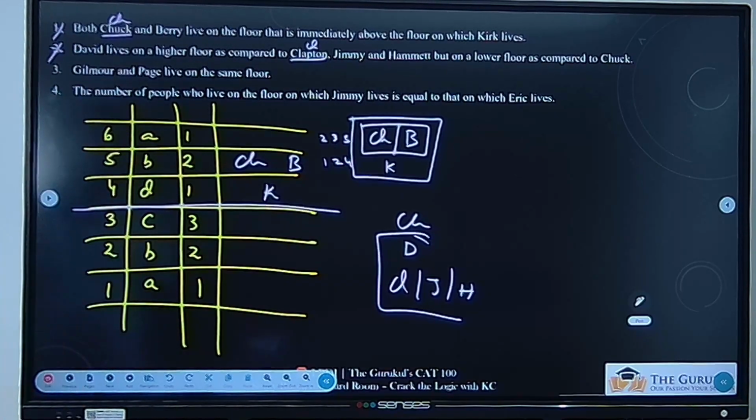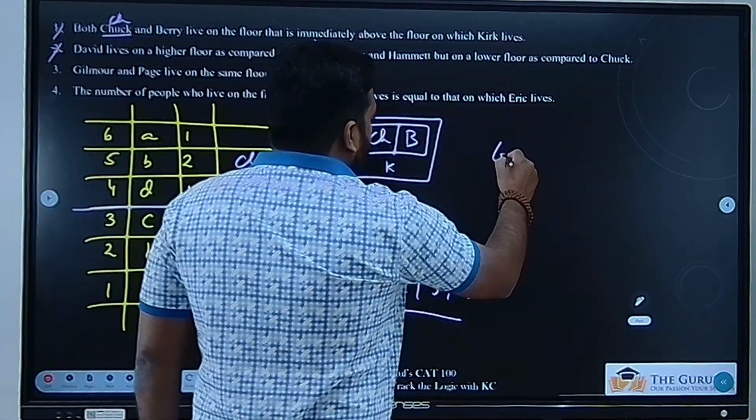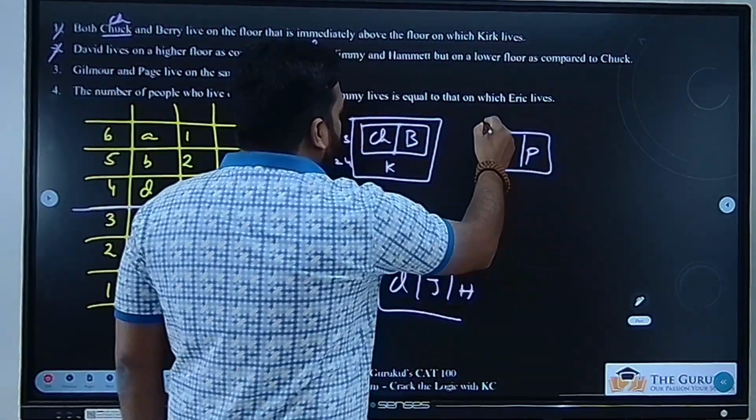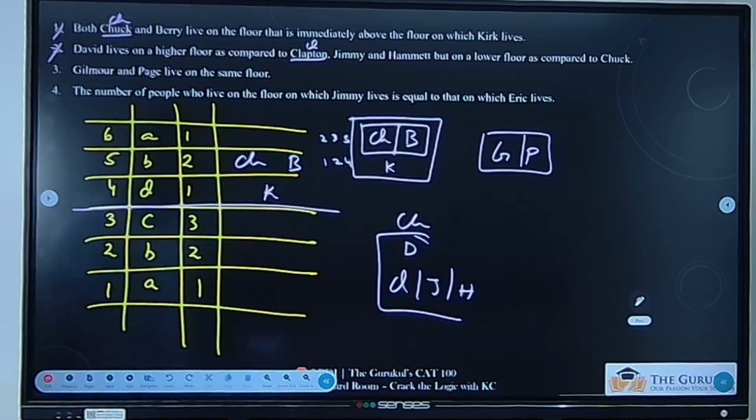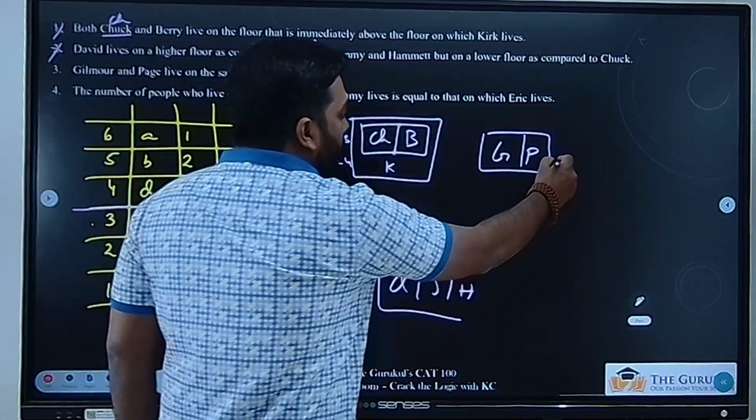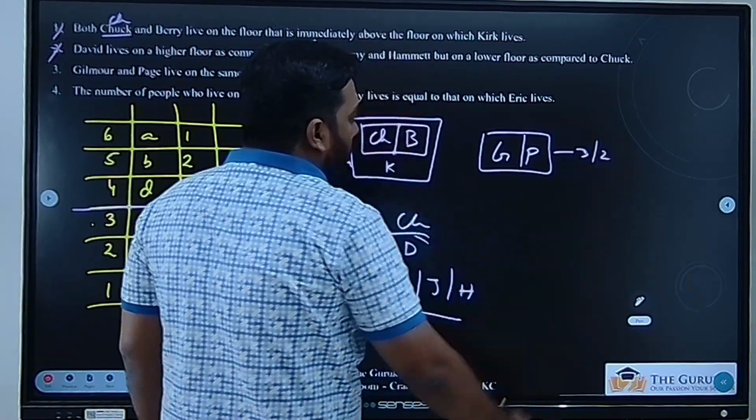This is also done. G and P live on the same floor. G and P should be living on the same floor. Which floor can that be? That can be either third floor or second floor only.